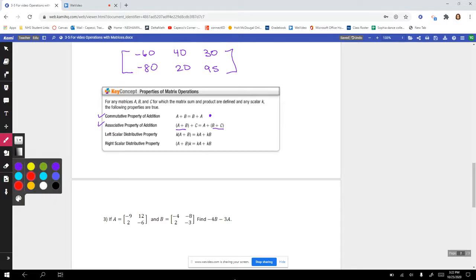Also, similar to when you're distributing with a number, right? It doesn't matter if I have 4 times x plus 2, because that would give me 4x plus 8, or if I had my monomial second, that would give me 4x plus 8 as well. You're still going to get the same thing. So my left scalar and my right scalar, it doesn't really matter which side that scalar appears.